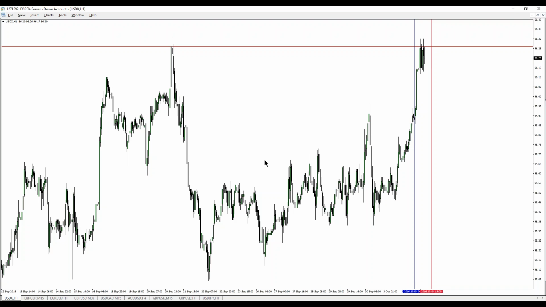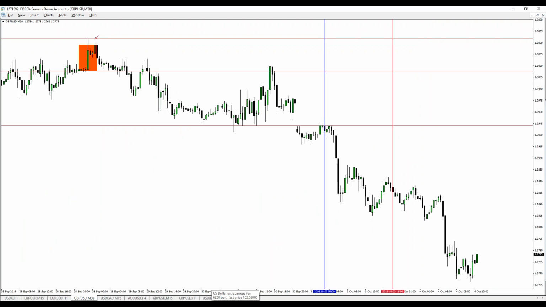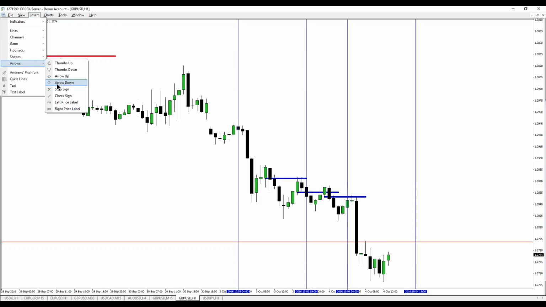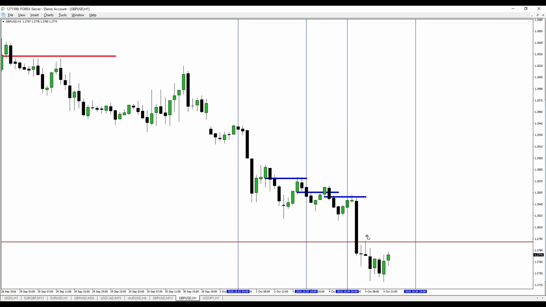So if we look at, let's go back to this. Where are we at here? Here we are. So again, let's have this in mind. That's the area of liquidity next.